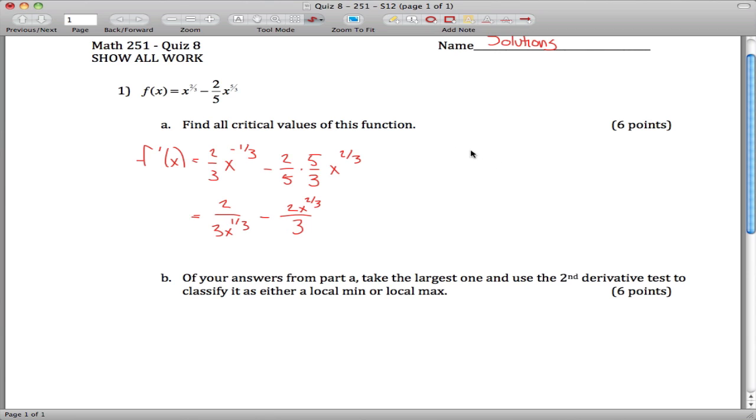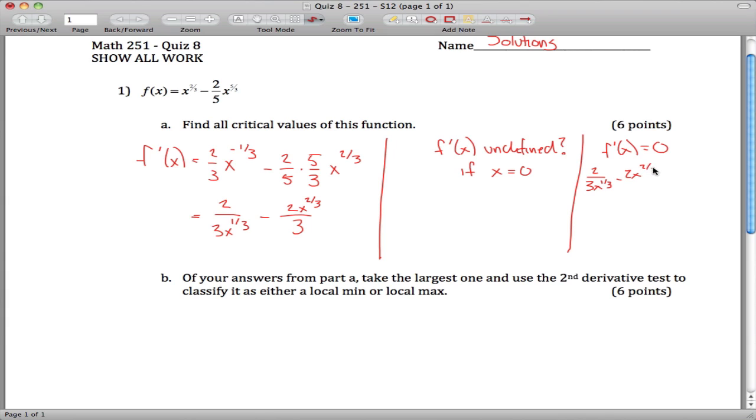We want to know when f prime of x equals 0 or when f prime of x is undefined. It would be undefined if we ever divide by 0. We divide by 0 if x equals 0. Now, f prime of x equals 0 if 2 over 3x to the 1/3 minus 2x to the 2/3 over 3 equals 0.